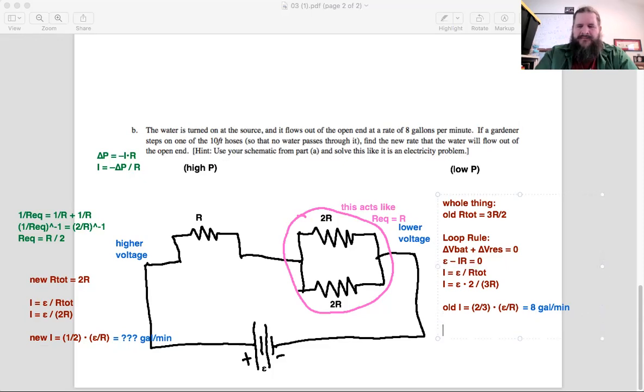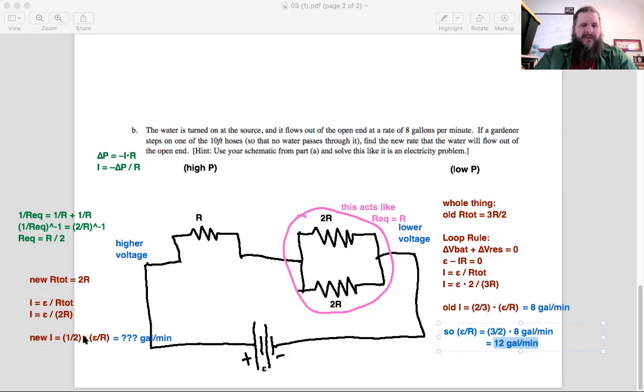We can say, epsilon over R, if you just treat epsilon over R as your unknown variable, how would you isolate epsilon over R here? How would you get rid of that 2/3? Yeah, multiply by 3 over 2. So we get 3 over 2 times 8 gallons per minute, which is 12 gallons per minute. So the value epsilon over R, even though epsilon over R is talking about electrical current, it's equivalent to the 12 gallons per minute from the fluid circuit that we were looking at earlier.